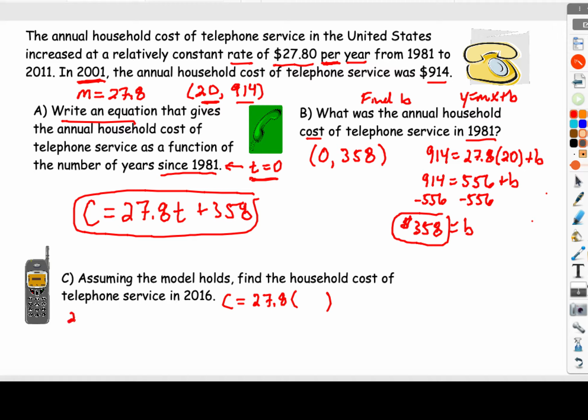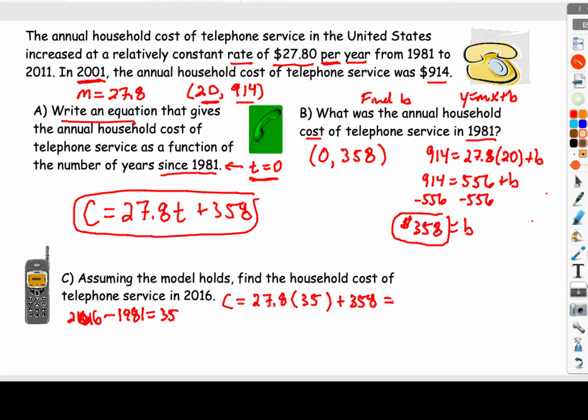Well, 2016, right? 2016 minus 1981, right? How many years since 1981 is that? Well, I believe that's 35 years. So we're going to plug in 35, right? 27.8 times 35, 35 years since 1981, plus our 358.